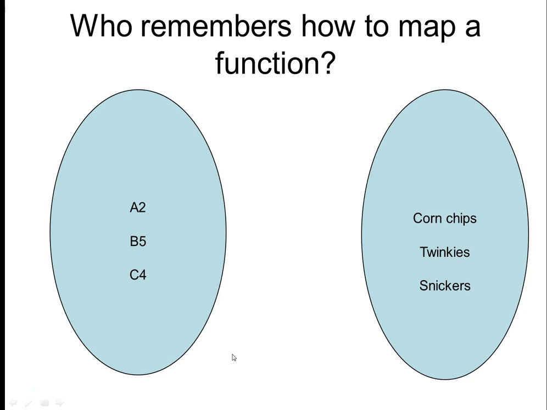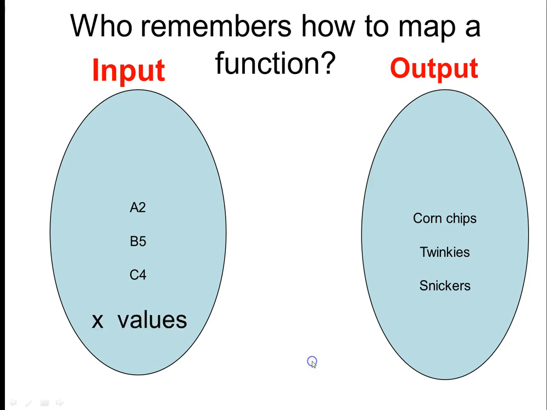So let's remember how to map. You should already know how to map. These are my things, my buttons I can push, and these are the treats that can come out. We're going to go back to vocabulary and remember that we call these input and we call these output. Again, nothing radical here. Input is the button I push, A2, and output are the corn chips. That's what I got. But we need to know all the vocabulary.